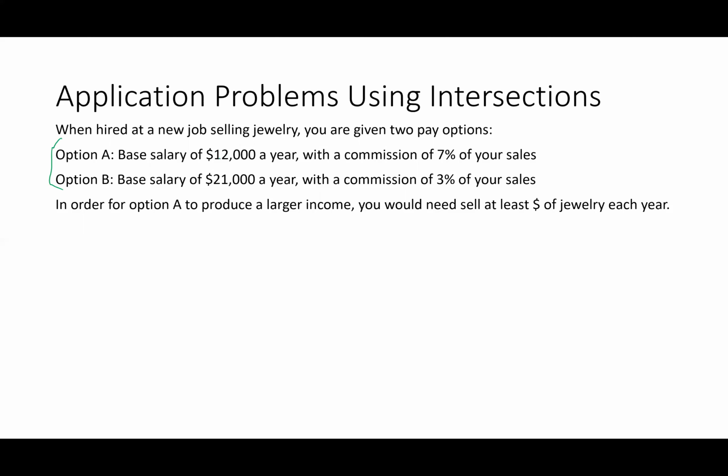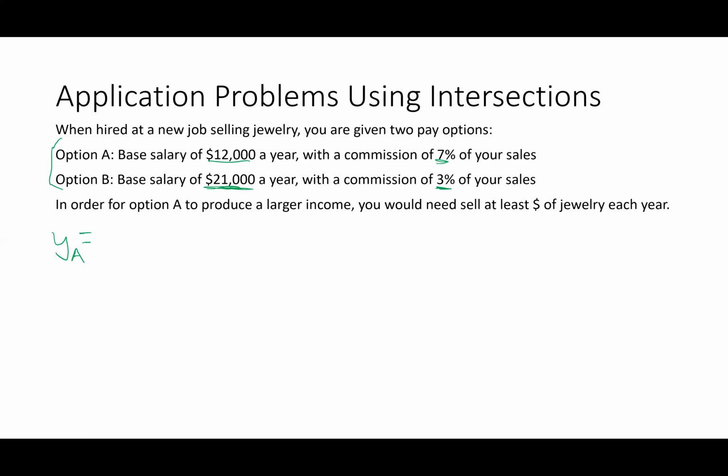We can either have a salary of $12,000 a year with a high commission rate, or a higher salary, just like a fixed rate, with a lower commission. So the question becomes, when is it more advantageous to take one over the other? So let's start with getting a model figured out for option A.